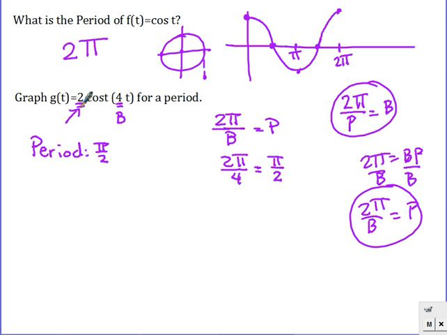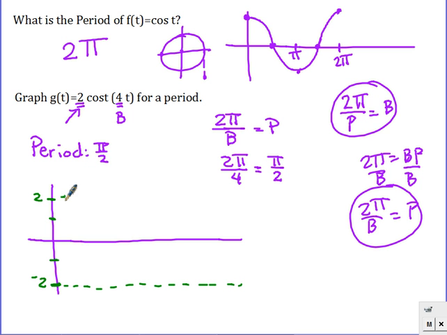And then 2 is our amplitude. So let's start thinking about this. Amplitude is 2. We didn't shift up or down. We had no vertical translation, but we have up 2 and down 2, right? That's our amplitude. So our min and max are positive 2 and negative 2.